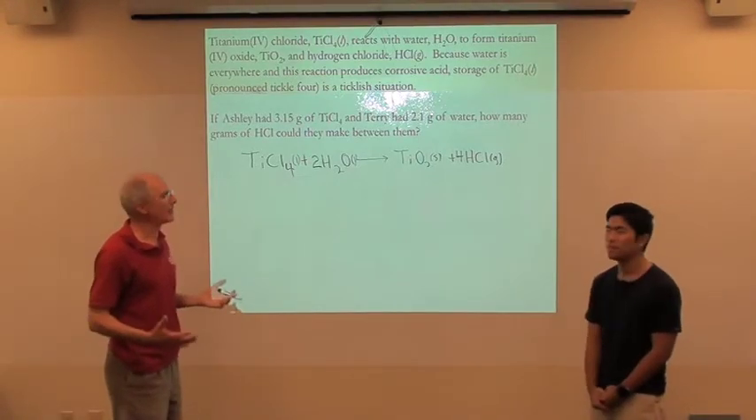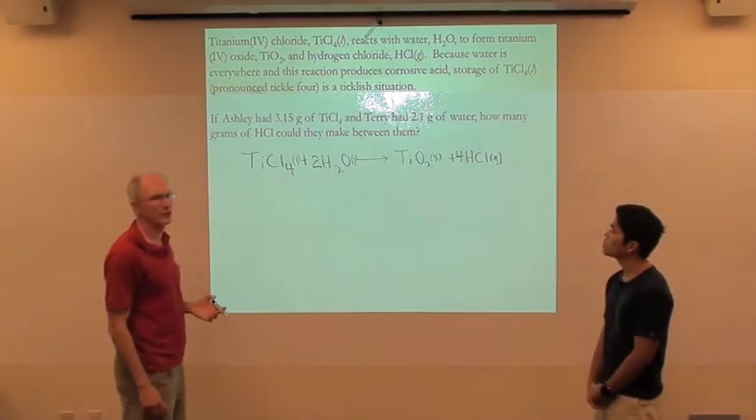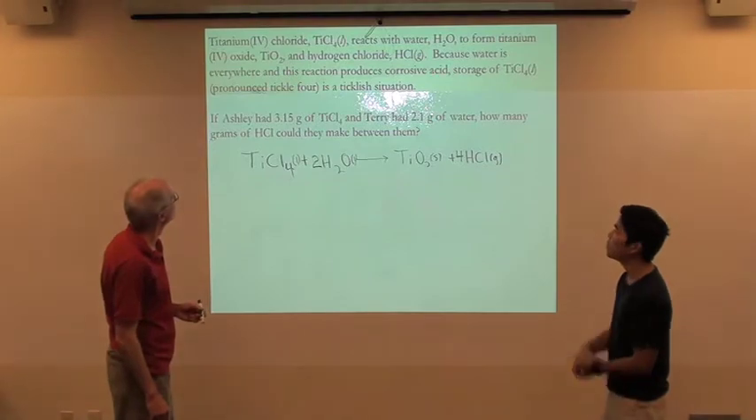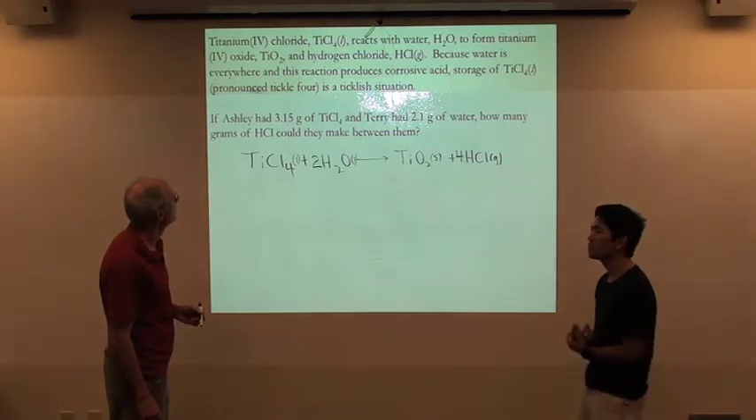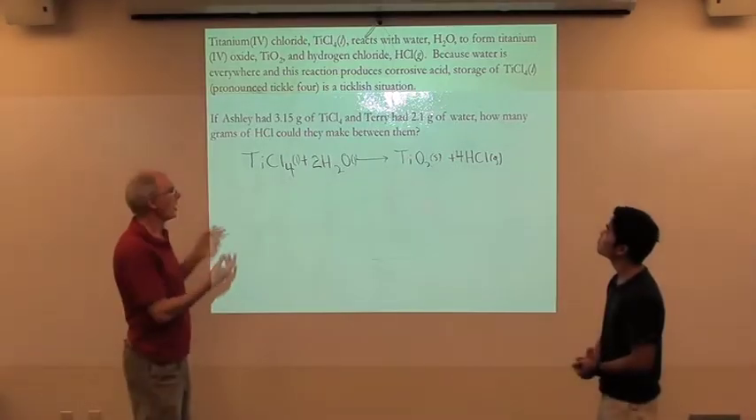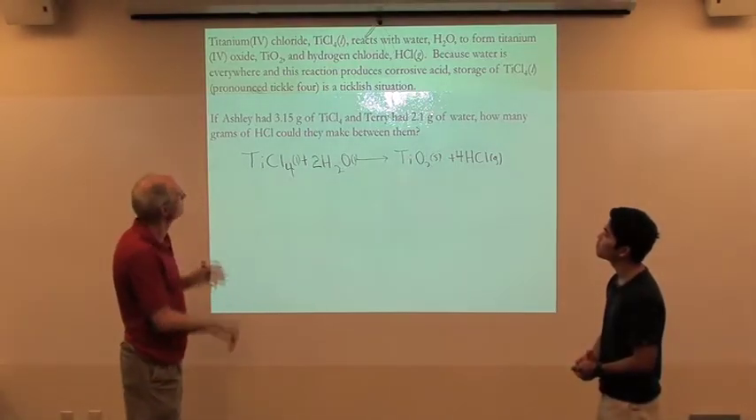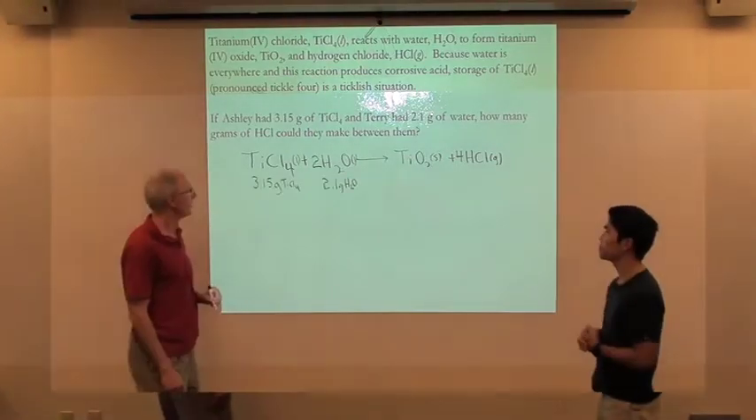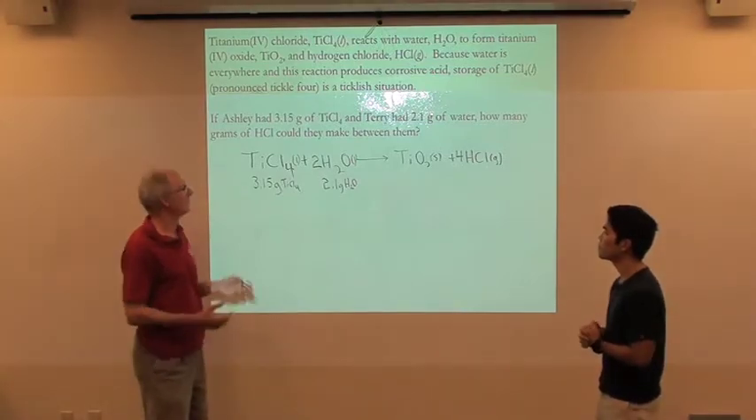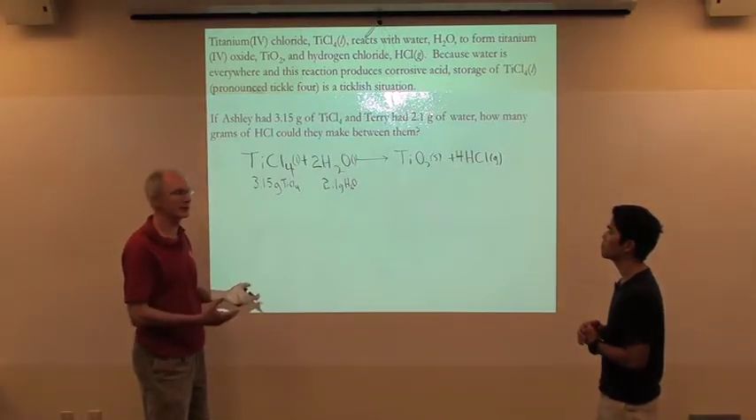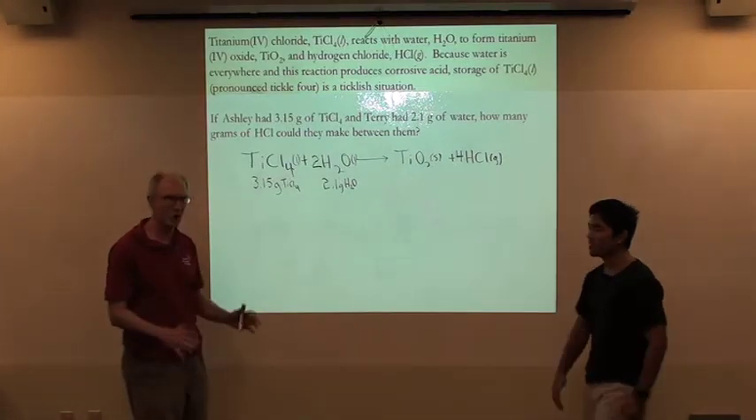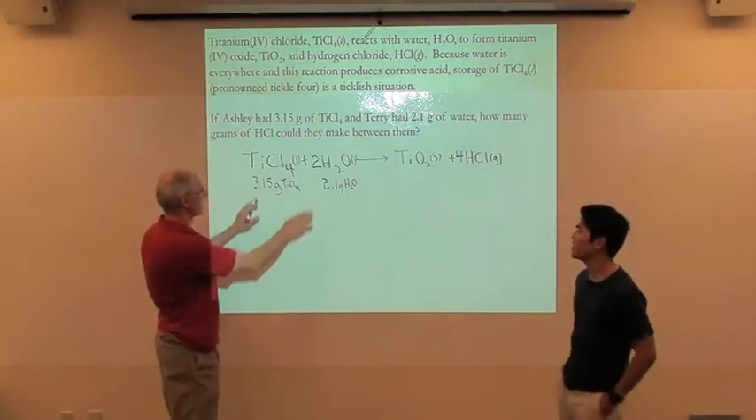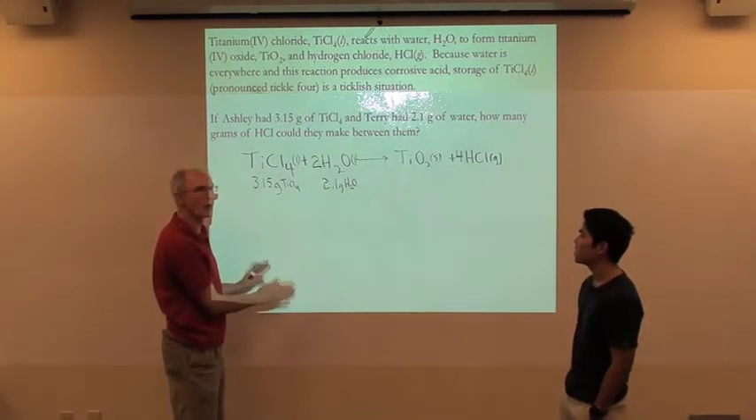So remember, we got to keep organized. So what other information do we have? Well, we know the amounts of TiCl4 and water that Ashley and Terry have. Okay, so I'm going to write those up underneath the balanced equation in their appropriate place. So in stoichiometry, if I want to know reactants and products, convert between them, what do we got to do? Get to moles. And so I'm going to convert from grams to moles.